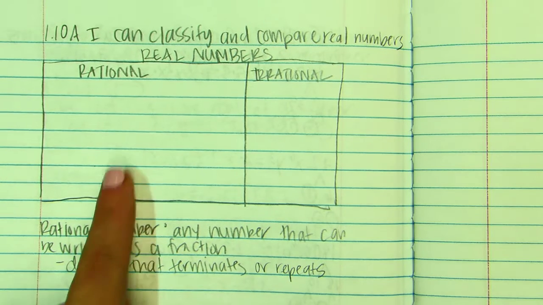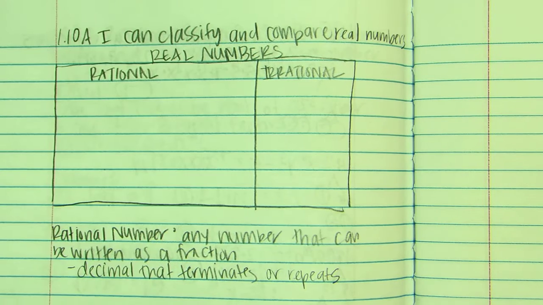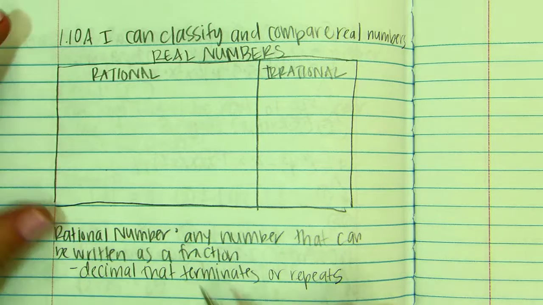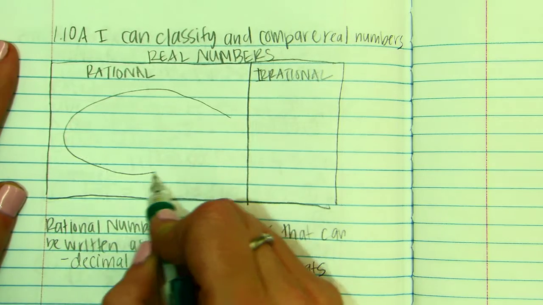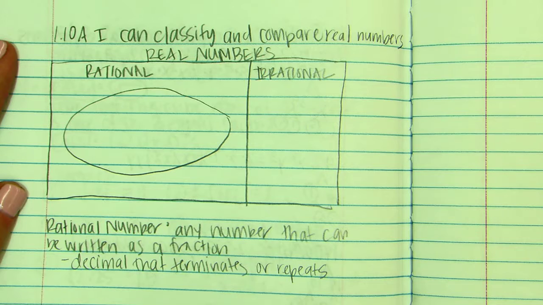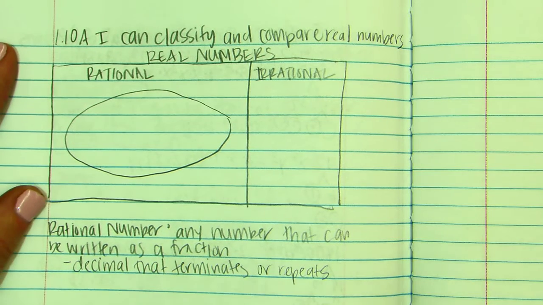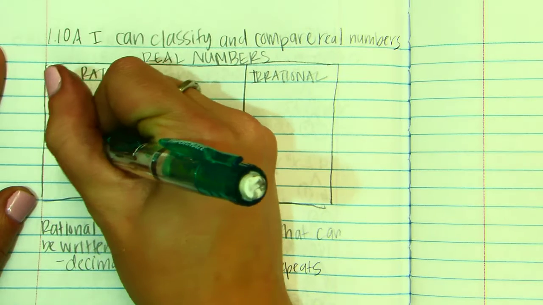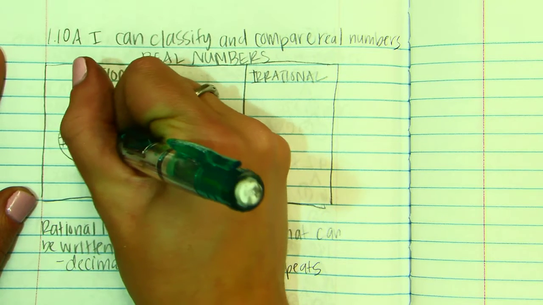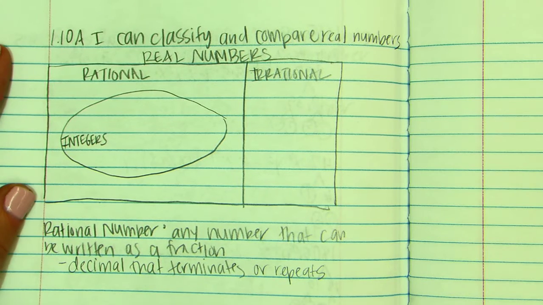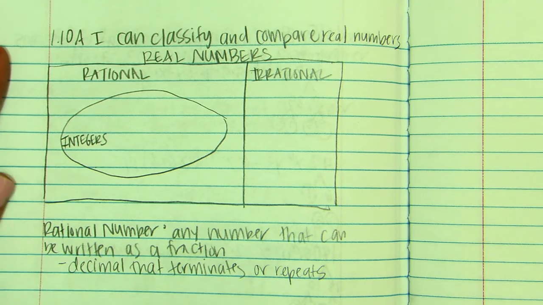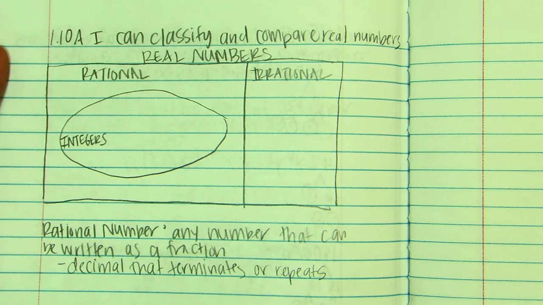Within the rational numbers, we're going to go back up to our diagram. Within the rational numbers, there are a couple of other categories. I'm going to draw an oval kind of like this. And then this oval is going to be labeled integers. Integers are whole numbers and the negatives and 0. We're not going to write that definition down though. We should have done that last year.